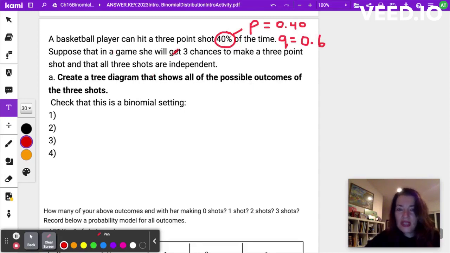All right, then it says that she will get 3 chances. That is our total sample size. In other words, we're going to have 3 shots. So our n is equal to 3. So let's go ahead and check if this is a binomial setting.